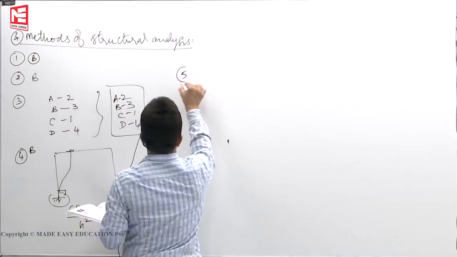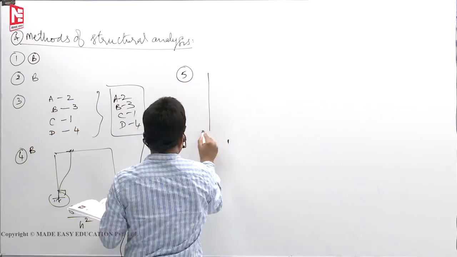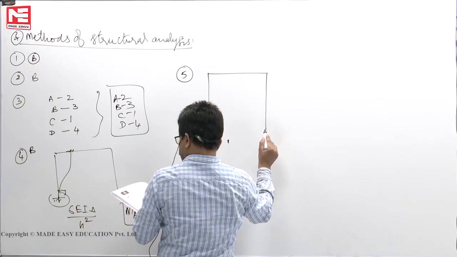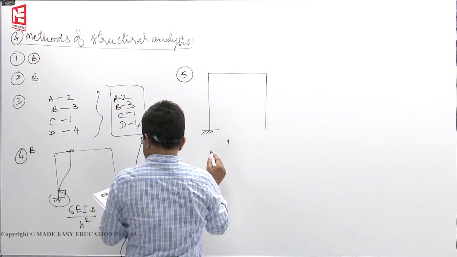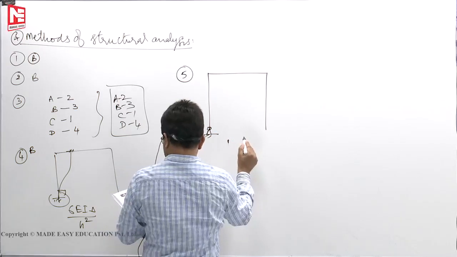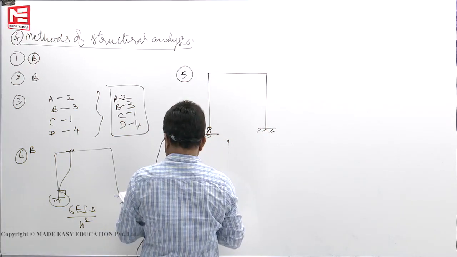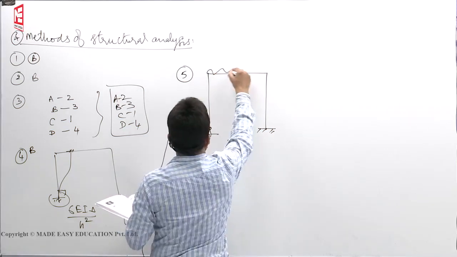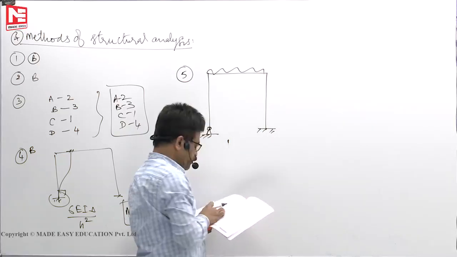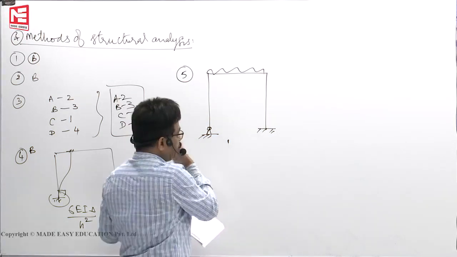Next, fifth question. A single bay, single story portal frame has hinged left support and fixed right support. It is loaded with UDL on the beam. Which one of the following statements is true with regards to the deformation of the frame? It sways to the left, sways to the right.